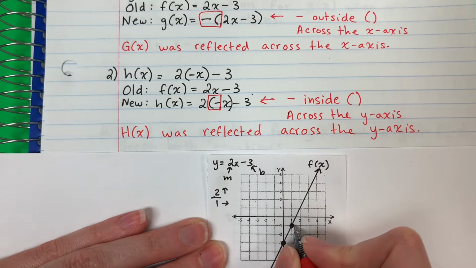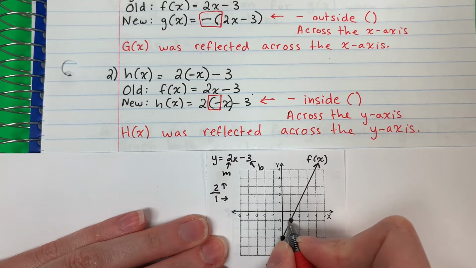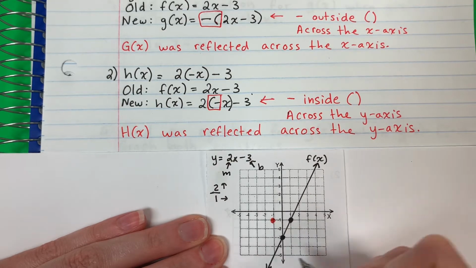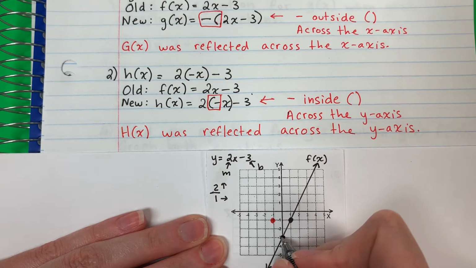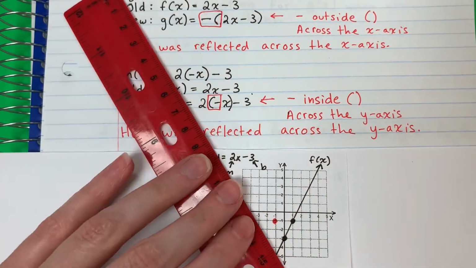So with the points. What's the distance from here to the y? 1. So I'm going to go 1 to the other side. And this is touching the line y, which is fine. So I don't need to move it. We're just going to go ahead and make our line.